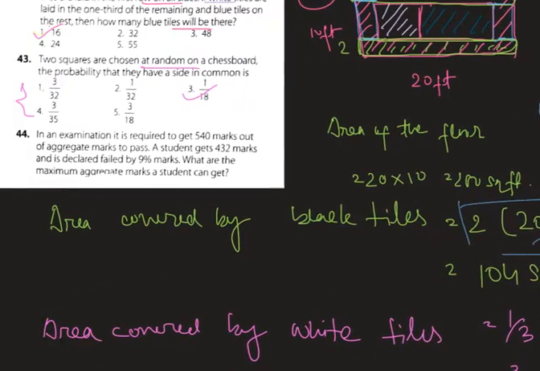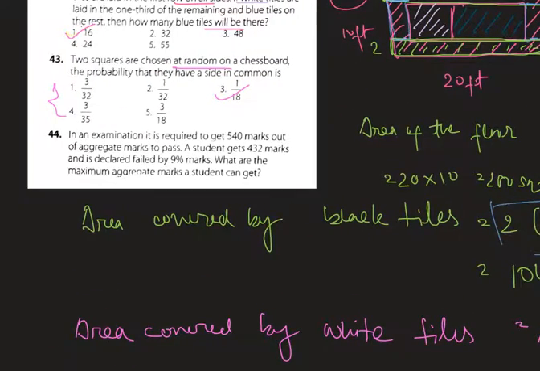Now let's check the last one. In an examination, it is required to get 540 marks out of the aggregate marks to pass. A student gets 432 marks and is declared failed by 9% marks. Then what are the maximum aggregate marks a student can get?